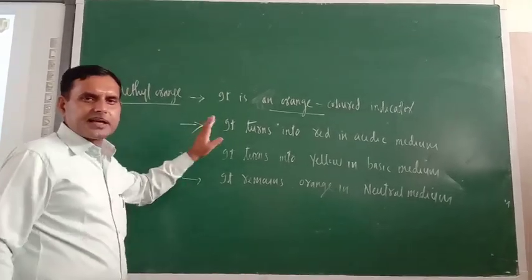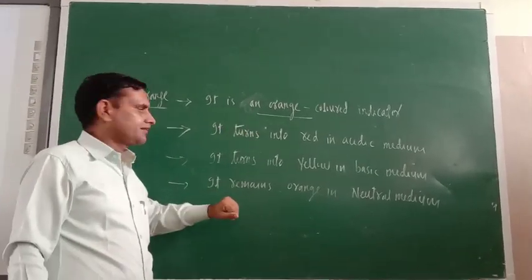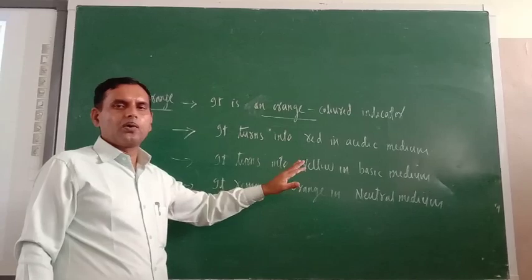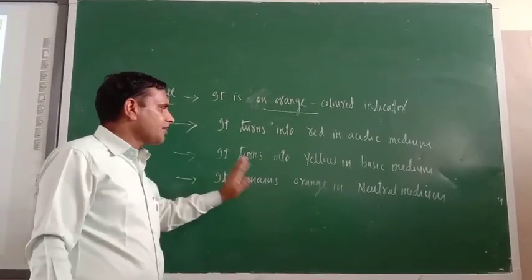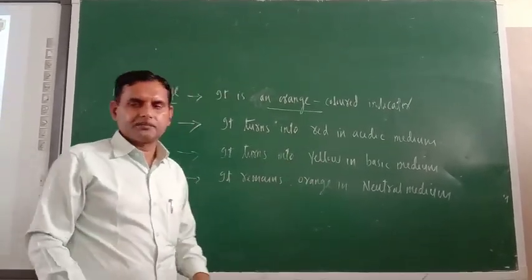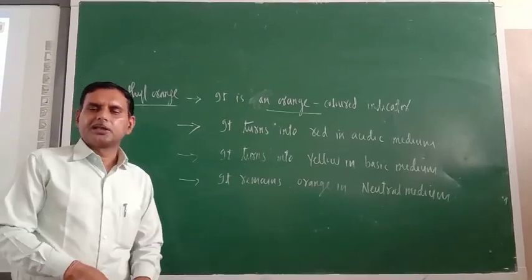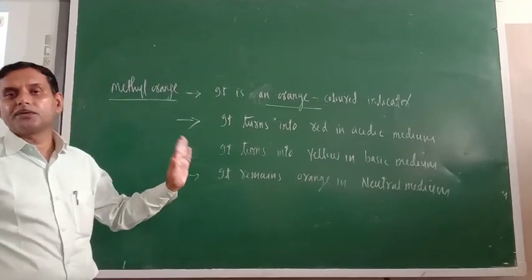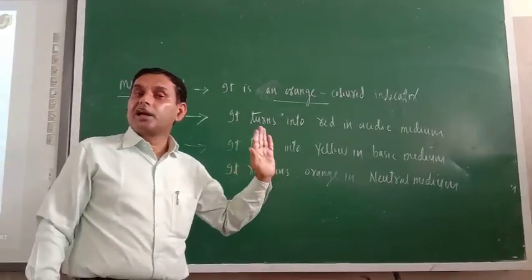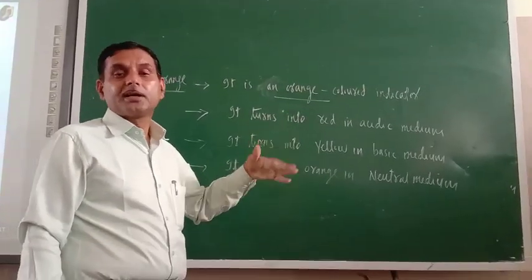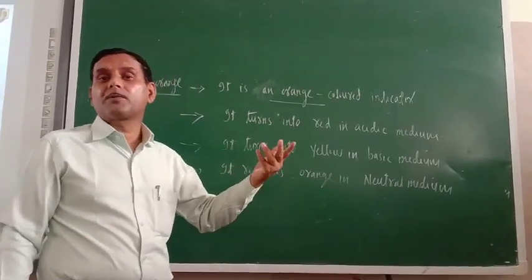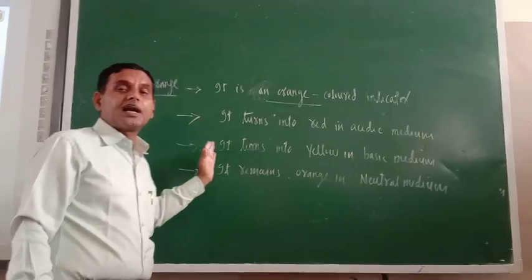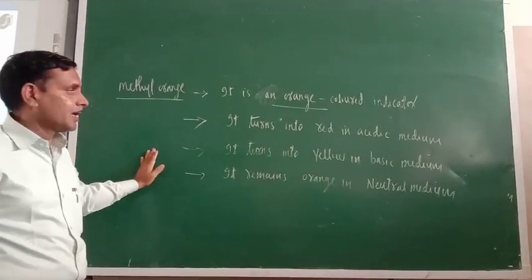It turns red in acidic medium. It turns yellow in basic medium. It remains orange in neutral medium. So try to understand, this is a very important indicator. In higher classes you will study it. In the laboratory, whenever you perform the experiment, you have to use methyl orange.